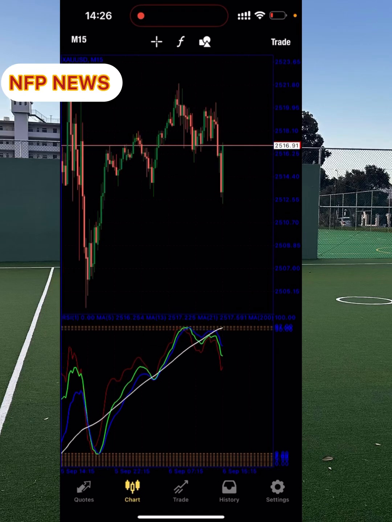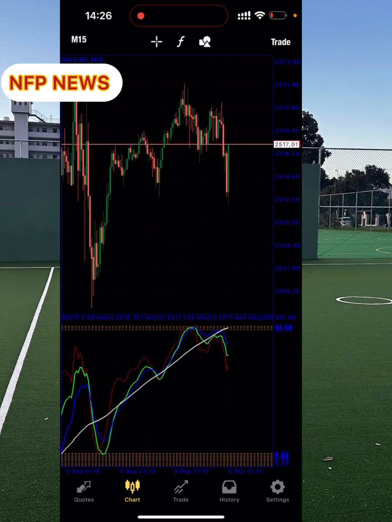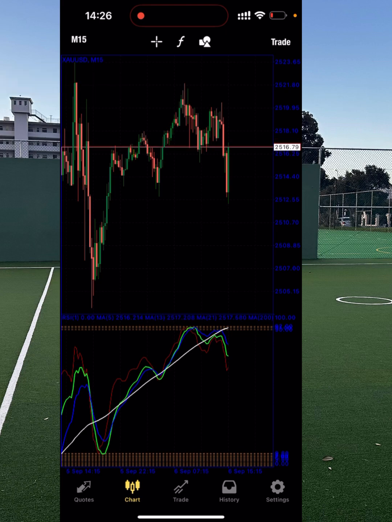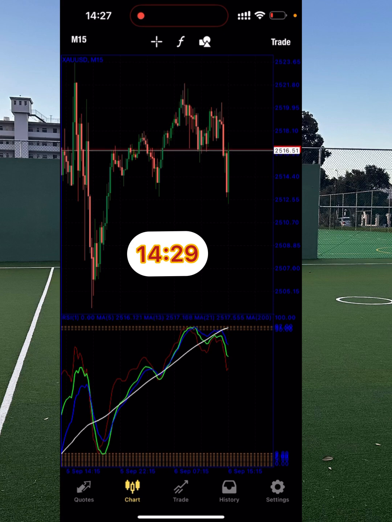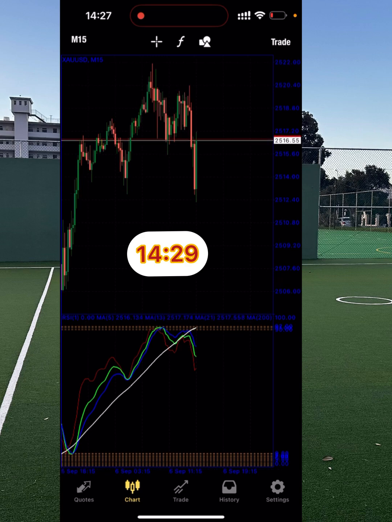So today we're gonna trade NFP news, and as you can see, guys, we only have 4 minutes left in order to trade the NFP news. As we speak, I'm gonna start placing my trades at 29 minutes past 2. You know what I'm saying? So I have to do this first.